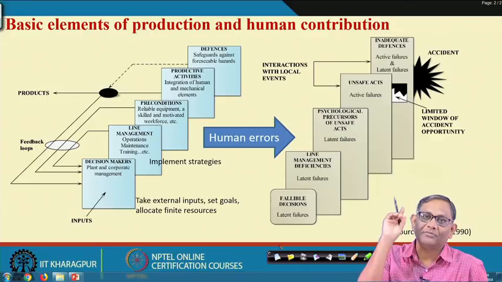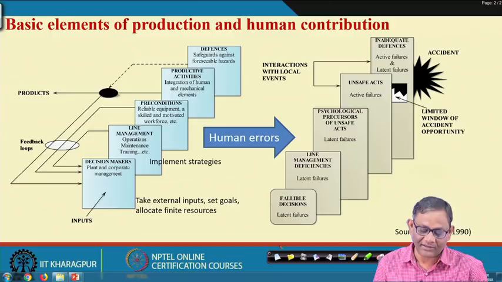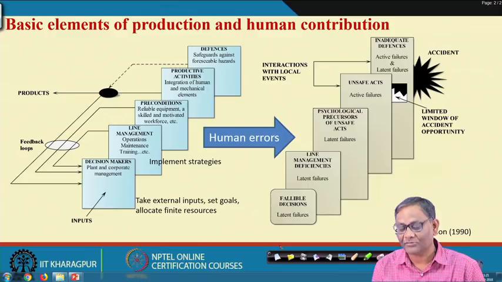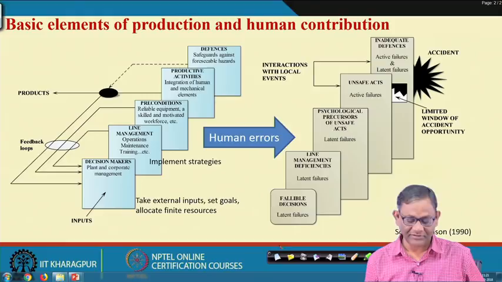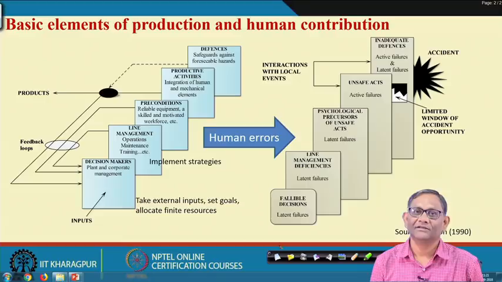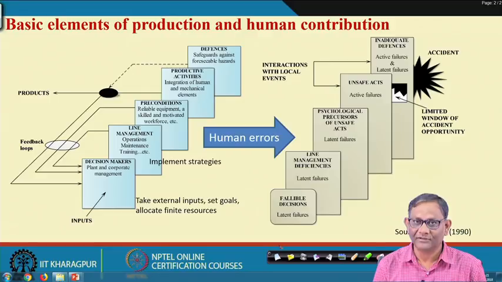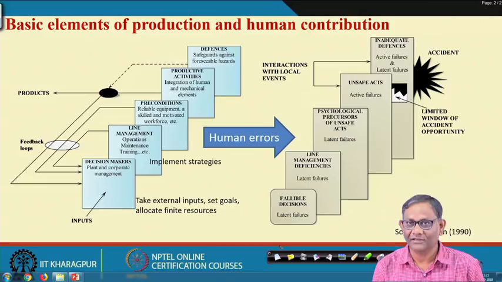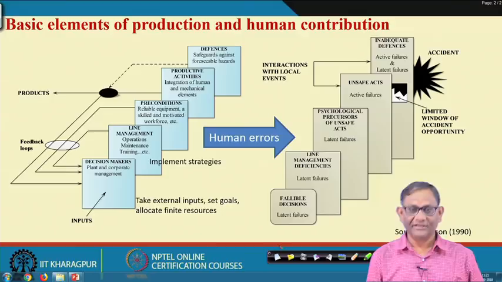So, when errors are committed at the decision maker and line management level, we are talking about the management level basically. If you analyze accidents, we can find out that 85% of the problem lies at the management level, maybe 15% at the shop floor level. So that means you have to find out the human error across all levels. When it is at the management level, they are high level errors, basically knowledge level issues. But at the worker level, it may be skill and rule level errors. Okay, so all those things we will try to find out.